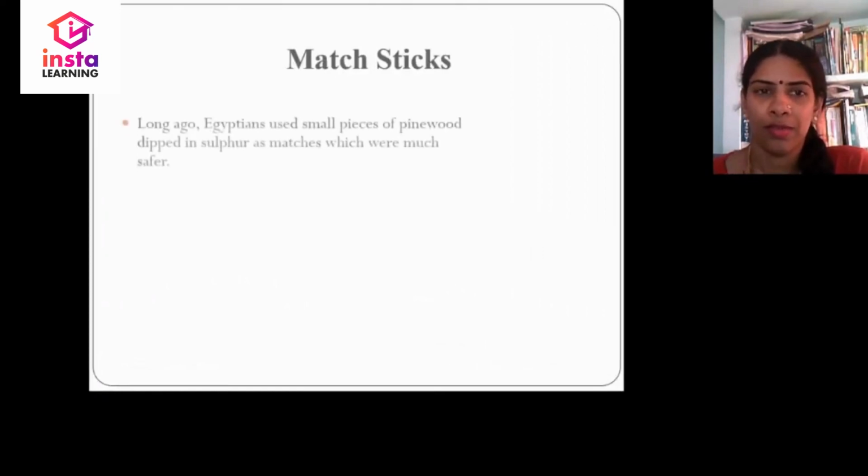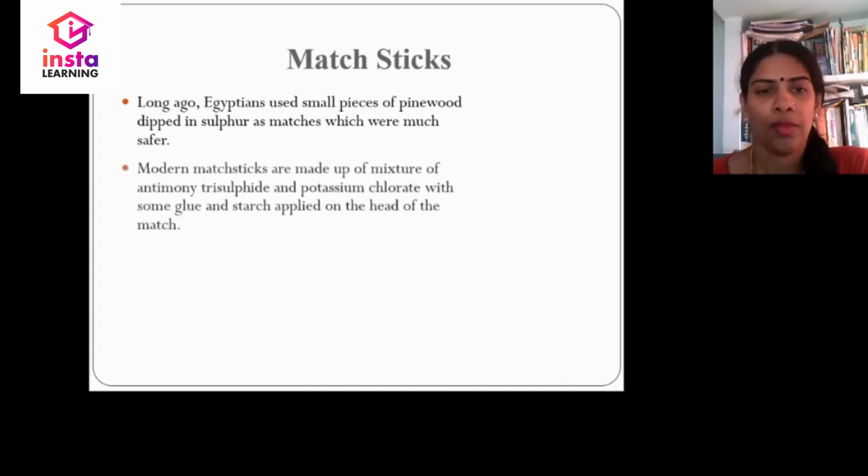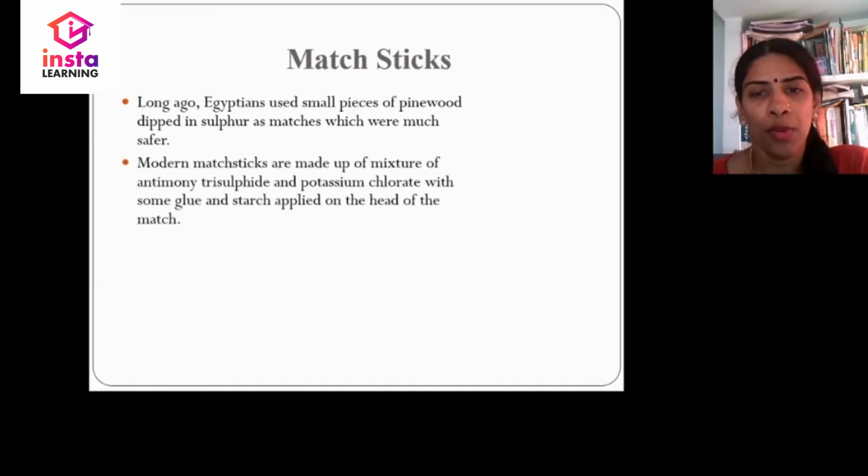Matchsticks. Long ago, Egyptians used small pieces of fine wood dipped in sulfur as matches, which were very much safer. Modern matchsticks are made up of mixtures of antimony trisulfide and potassium chlorate with some glue and starch applied on the head of the match.